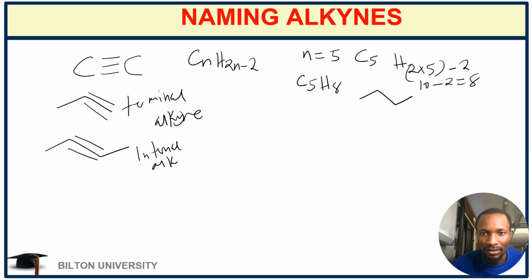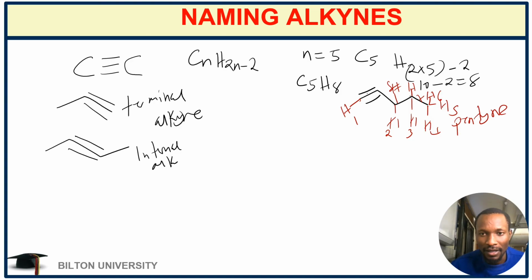So 1, 2, 3, 4, 5. Let's say here we have our triple bond. So we have our H, and here we have our H, and H. How many protons are here? 1, 2, 3, 4, 5, 6, 7, 8. So this is what we call pentyne. Okay, so that is how alkynes look.